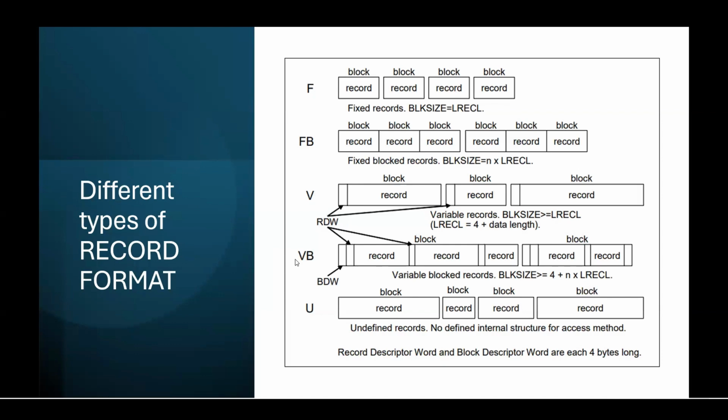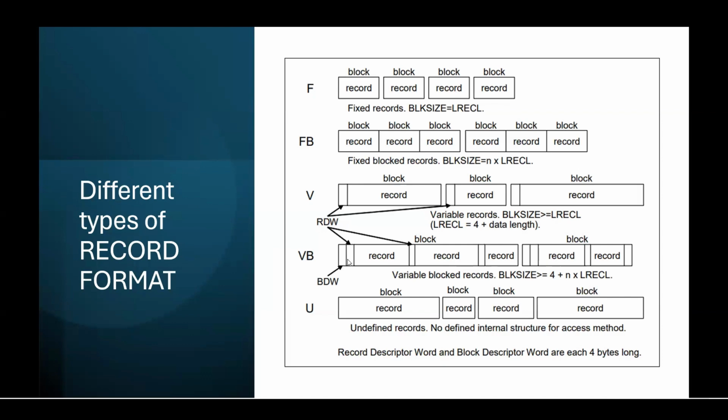The next one is the VB, which is variable length block records. So here you can see the length is different for each record because it is variable. But you can also see here, we have the BDW, and after that we have the RDW.